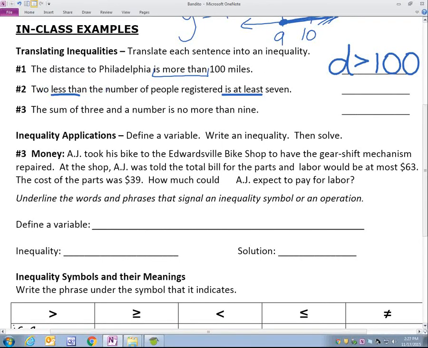So we're going to have people registered 2 less. So it'd be P minus 2 is at least. Now that one is super, super tricky. I'm going to give you an example.